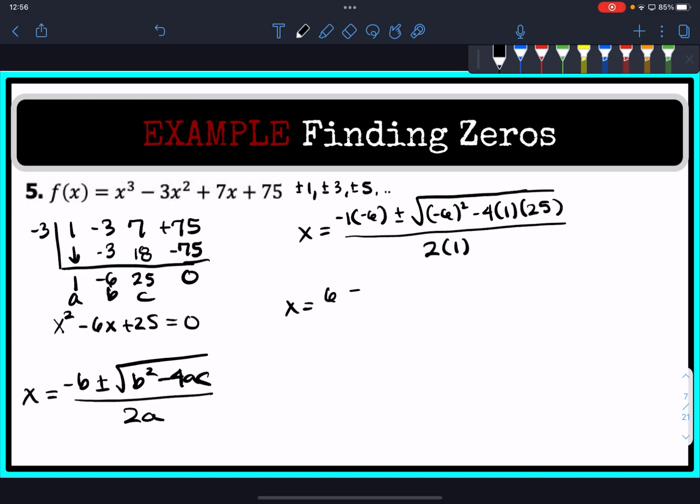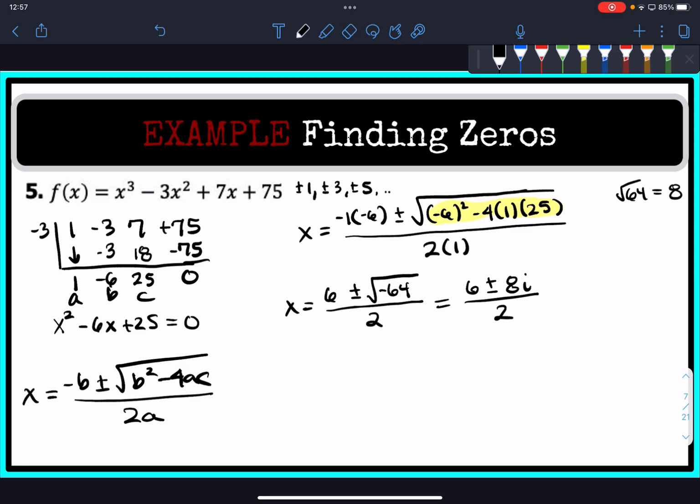So we have 6 plus or minus, and again, plugging this into the calculator, I'm just going to plug all of this into the calculator. That's going to equal a total of -64. So 6 plus or minus the square root of -64. Well, 64 happens to be a perfect square, positive 64. And since the square root of positive 64 is equal to 8, the square root of -64 is going to be 8i. So dividing 6 and 8 by 2, we get 3 plus or minus 4i.